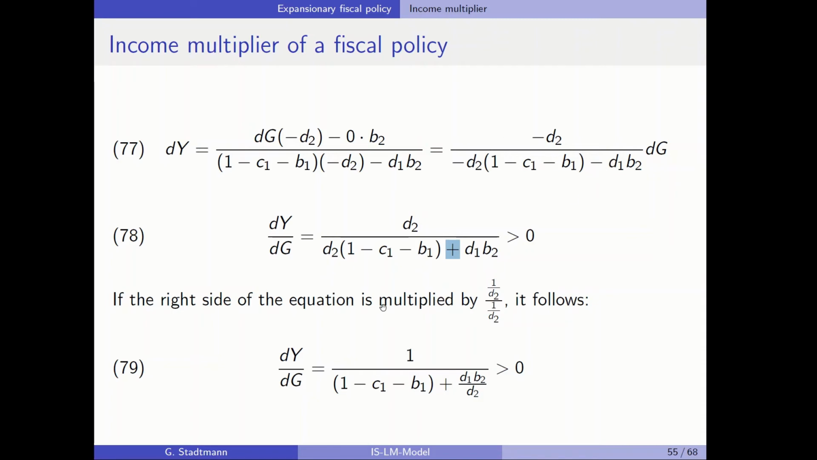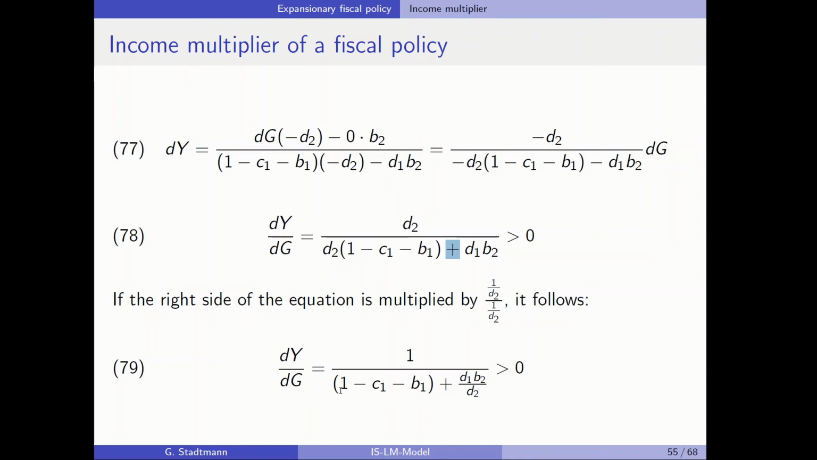Then we multiply through the right-hand side of this equation by the expression 1 over d2. When we multiply through by 1 over d2, we'll get a 1 in the numerator. This d2 will cancel out, and we'll find a d2 here in this denominator.